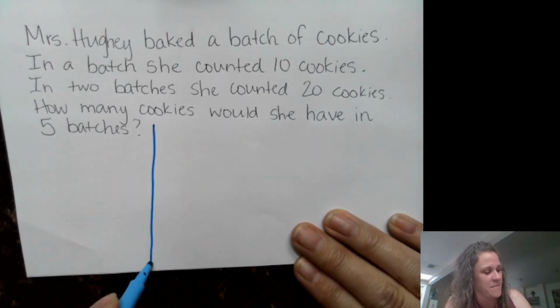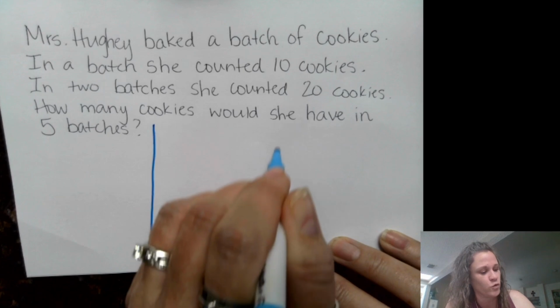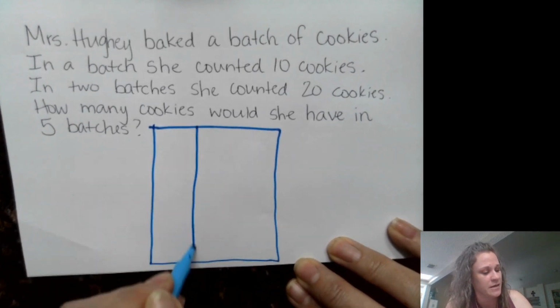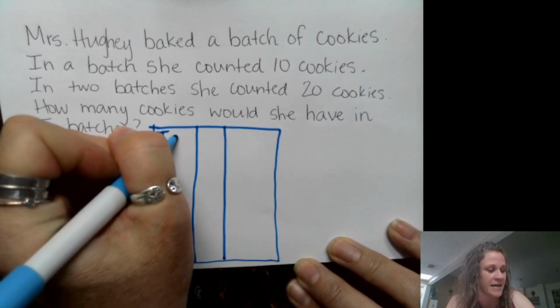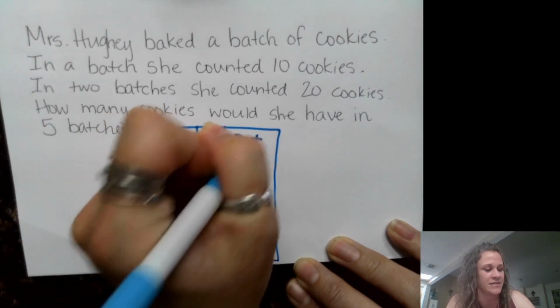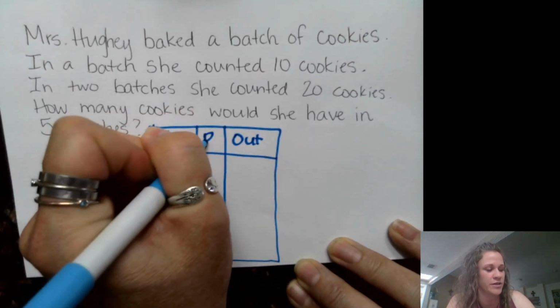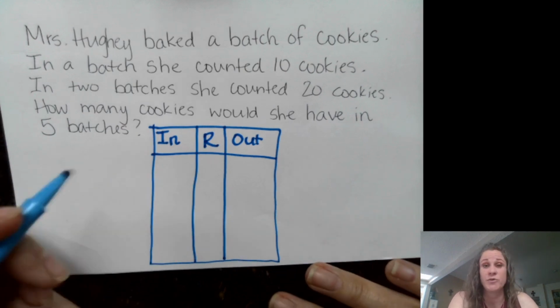And anytime I make an input-output table, I put that rule column in there because it helps me know what's going on. So I have my in and my out. Now this is not going to always be in and out, which we are going to see. My R stands for rule, which we're going to see right here.